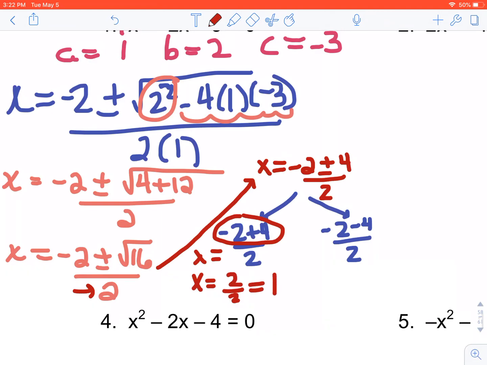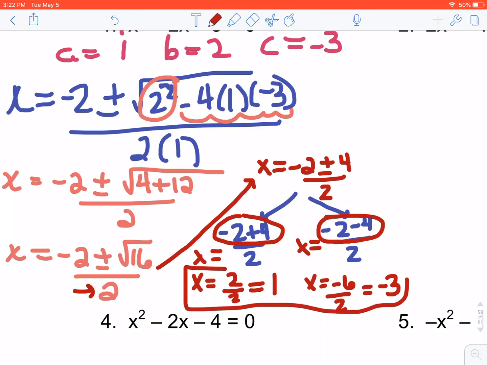So now I have one answer. I'm going to do the same thing with the other one. Negative 2 minus 4 is negative 6. So again, we're doing the top part of the fraction. Divided by 2 makes negative 3. So now I have two answers for this problem. X is equal to 1 and x is equal to negative 3.